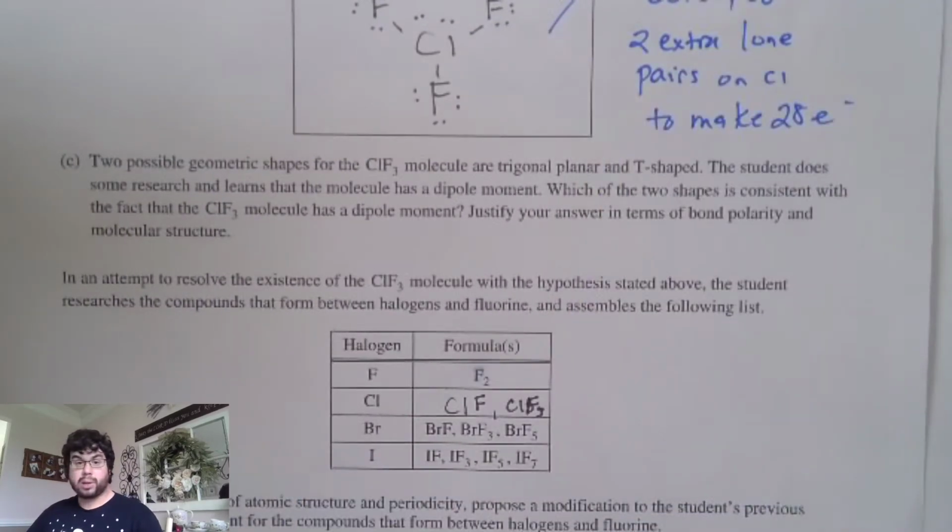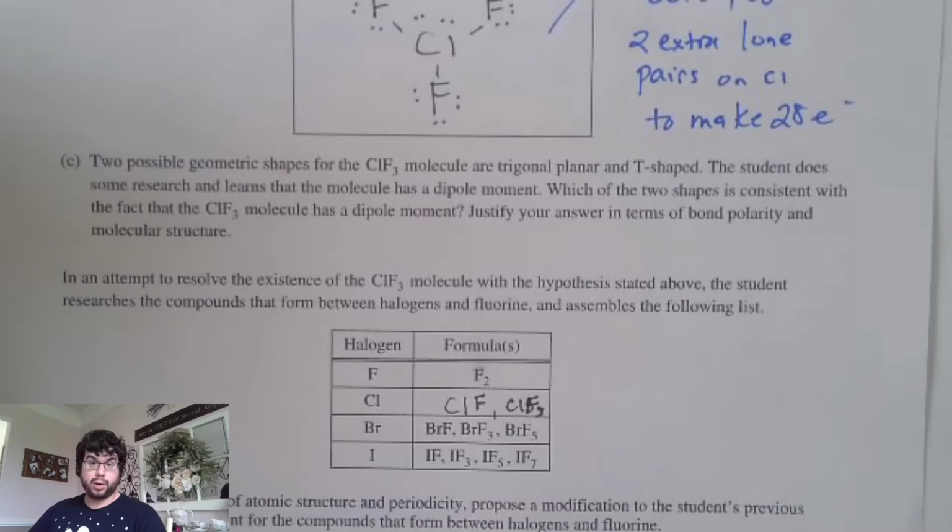Two possible geometric shapes for the ClF3 molecule are trigonal planar and T-shaped. The student does some research and learns that the molecule has a dipole moment. Which of the two shapes is consistent with the fact that the ClF3 molecule has a dipole moment? Justify your answer in terms of bond polarity and molecular structure.